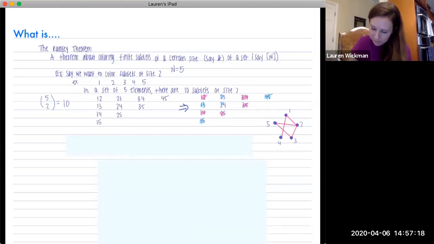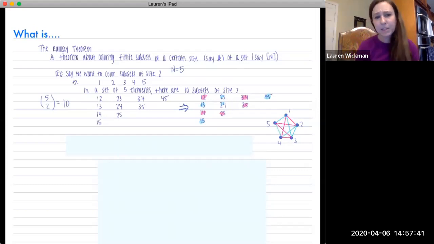So between 1 and 3 was blue. 1 and 5 was blue. 2 and 3 was blue. Oops, I accidentally made that red. 2 and 3 was blue, 2 and 4 was blue, 3 and 4 was red. Okay, 4 and 5 was blue.